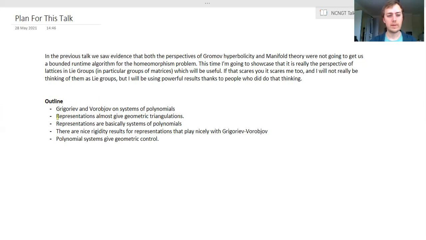we're searching for, they're really linked up with representations of the fundamental group. That somehow, especially if you're just looking for a one vertex triangulation, geometric triangulation and representations really go hand in hand. And then we're going to see that, well, representations, they naturally can be thought of as solutions to systems of polynomials. So if we've got ways of bounding systems of polynomials, we've got ways of bounding representations, and so we've got ways of bounding our geometric triangulations.